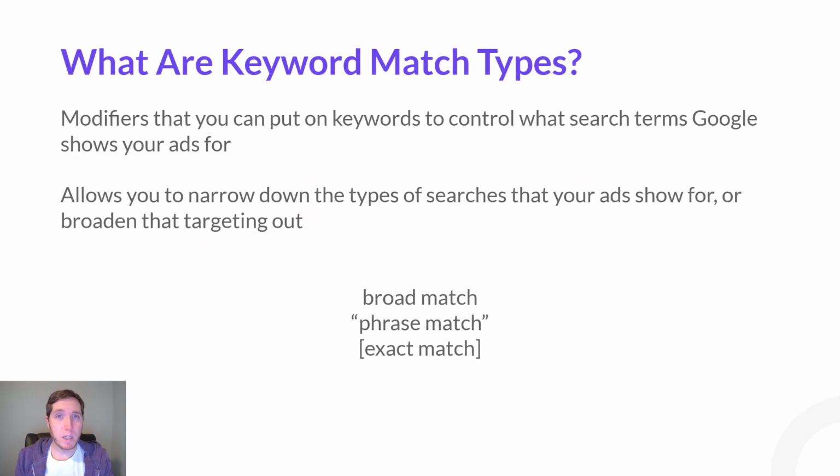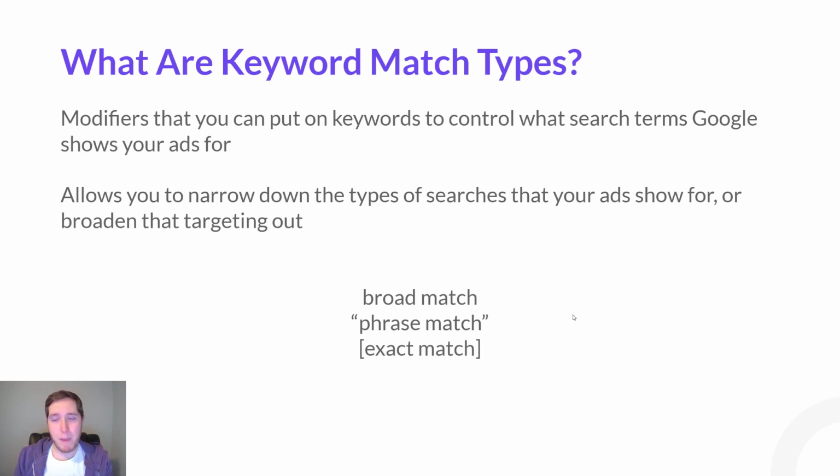So the first thing we need to cover is what exactly is a keyword match type. Now, a keyword match type is essentially a modifier that you're going to put on your keywords in your campaign that's going to allow you to control how wide of a range Google shows your ads for. So the different search terms it shows your ads for, and the different match types are going to allow you to narrow down or broaden out the different things that you're going to want your ads showing for.